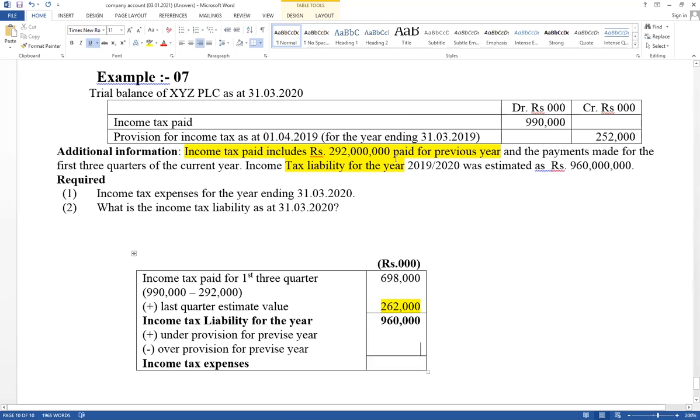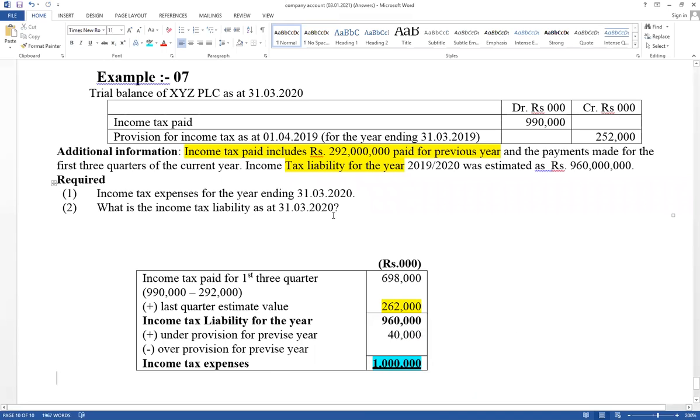Then it is under provision. If it is under provision, the difference value should be added. Therefore, 292,000 minus 252,000. The difference value equals 40,000. That is under provision. If it is under provision, it should be added. Therefore, income tax expense in this example also equals 1 million. Try to recognize under provision or over provision. Therefore, this is the value that should be included in the income statement as income tax expense.